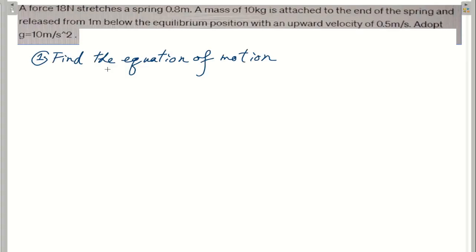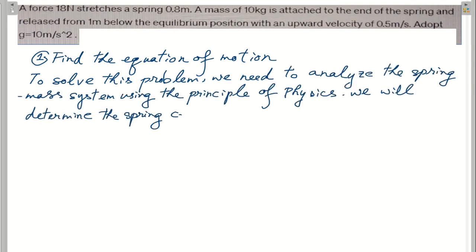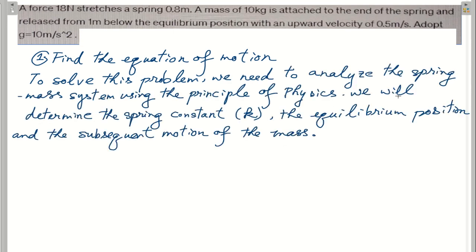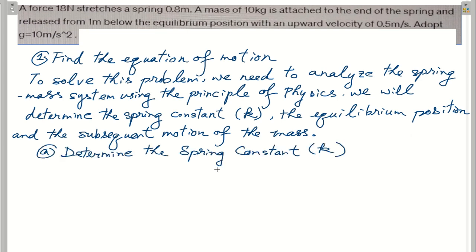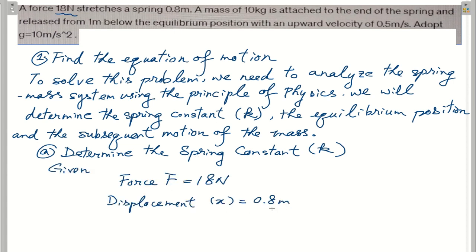First things first, we will find the equation of the motion. We need to analyze the spring mass system using the principles of physics. And we will determine the spring constant k, the equilibrium position, and the subsequent motion of the mass. Let's determine the spring constant k, given that the force is equal to 18 Newton, and the displacement is x equal to 0.8 meter. Because we stretch a spring by 0.8 meter with 18 Newton of force.